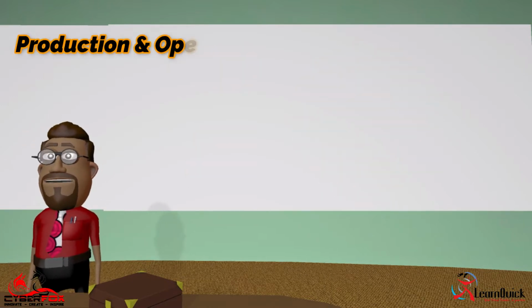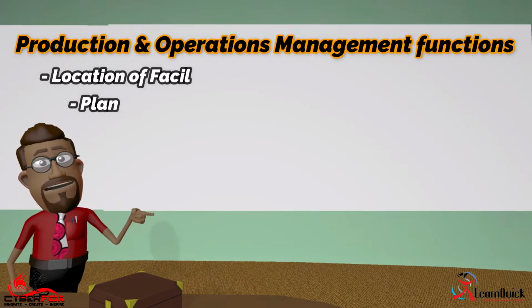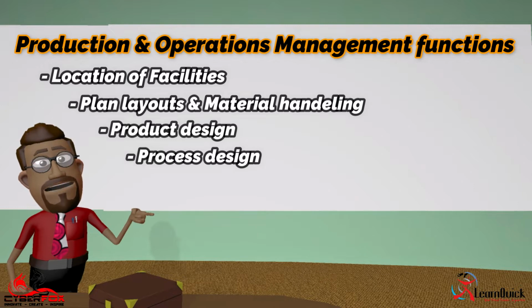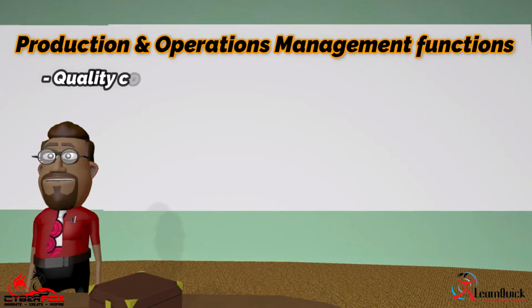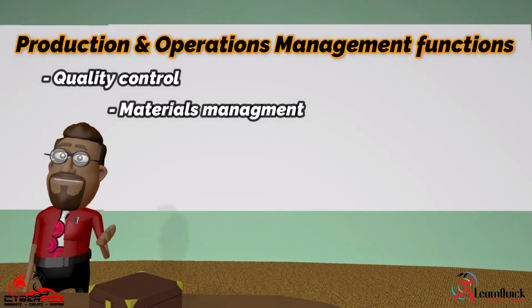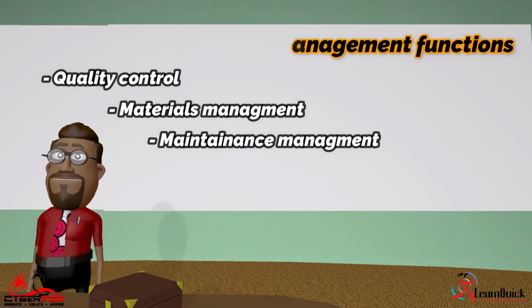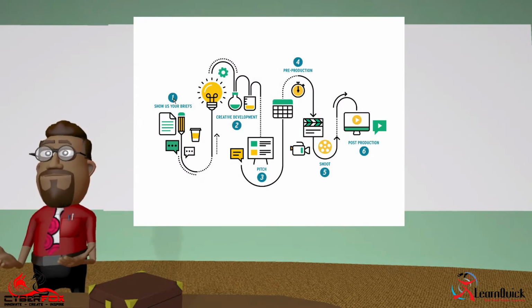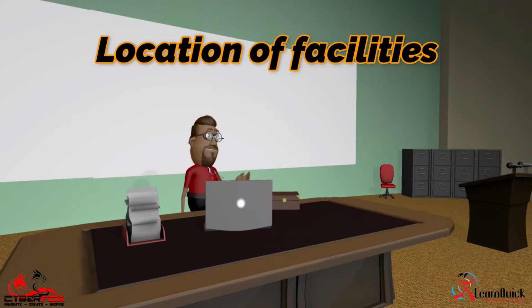The production and operations management functions are location of facilities, plant layouts and material handling, product design, process design, production planning and control, quality control, materials management, and lastly, maintenance management. In this session, we will look at the first 5 functions which will help us break down the production system well. We will start off by looking at the location of facilities.